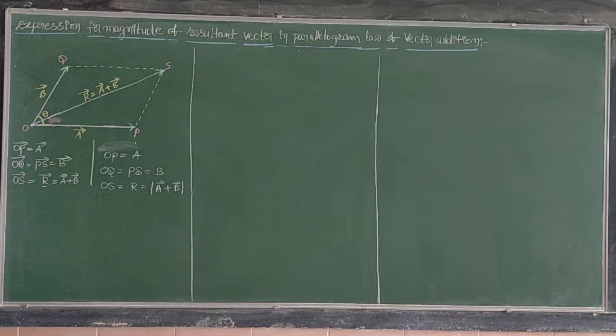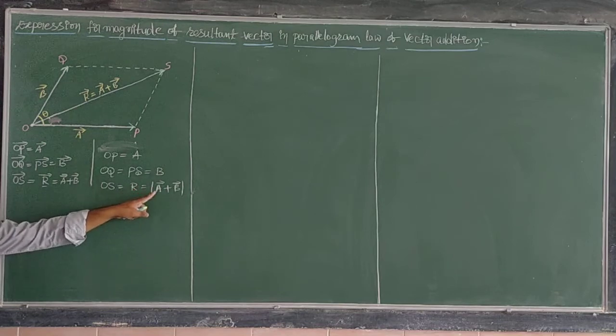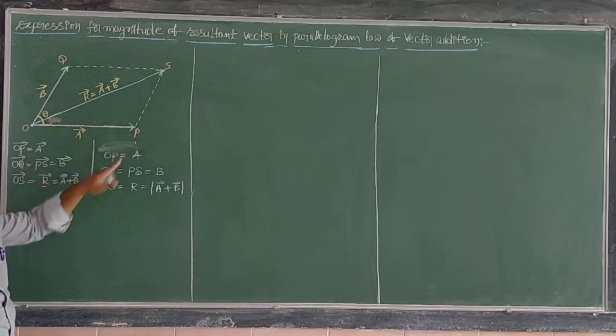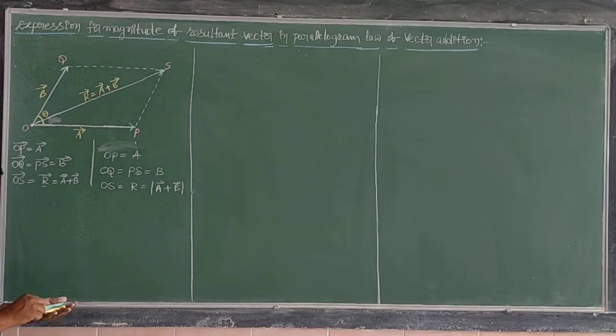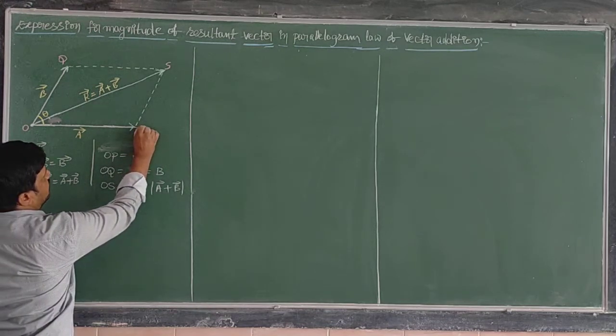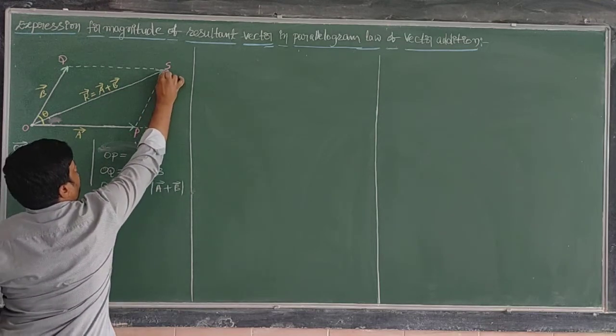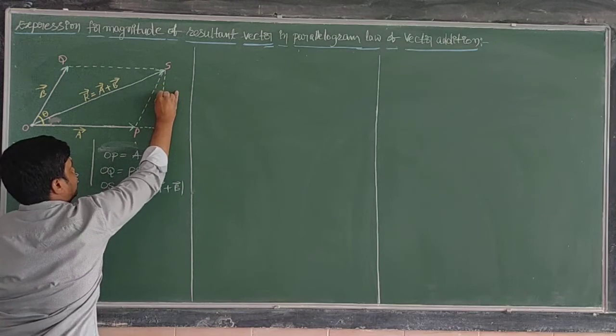Now I have to find the magnitude R, otherwise modulus of A bar plus B bar, in the parallelogram of vector addition. To find the magnitude, we have to extend OP a little bit. You can see OP extended like this, and I have drawn a perpendicular from S to this extended line.